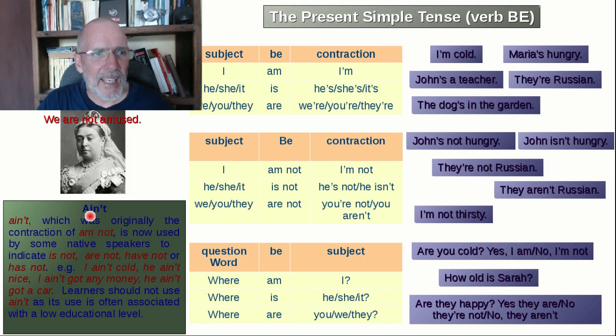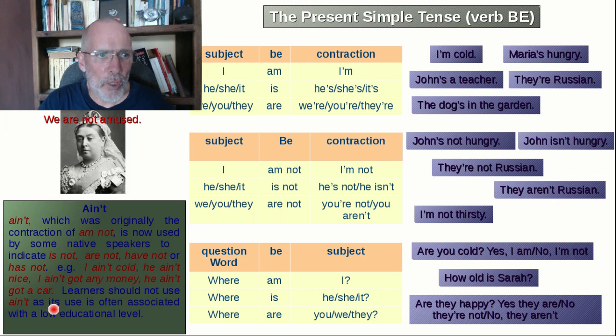Also, ain't. Ain't is an interesting word because ain't is the contraction of am and not, which I didn't put here. And the reason for that is this: ain't, which was originally the contraction of am not, is now used by some native speakers to indicate is not, are not, have not, has not. For example, I ain't cold. He ain't nice. I ain't got any money. He ain't got a car.